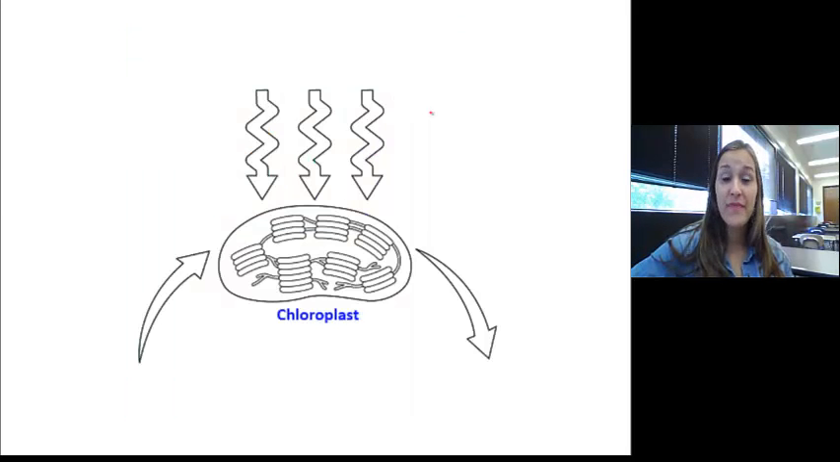Yet another one. This is taking place, again, in the chloroplast. We do not have chloroplast. Photosynthesis is taking place in mostly plants. You use the light and the water and the CO2 to make sugar and O2.